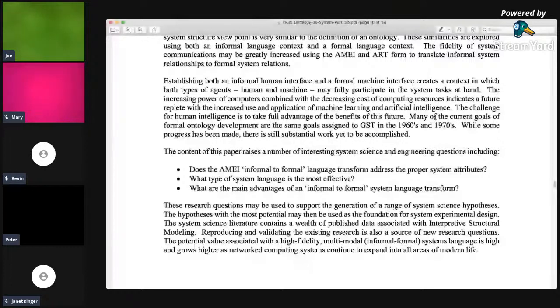And so what was interesting to me is many of the current goals of formal ontology development are the same goals that were assigned to the GST in the 60s and 70s. So that's an area where, when I get some time, I'm going to go back and look at that.